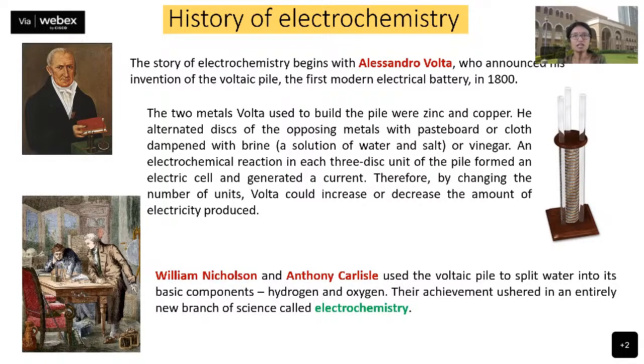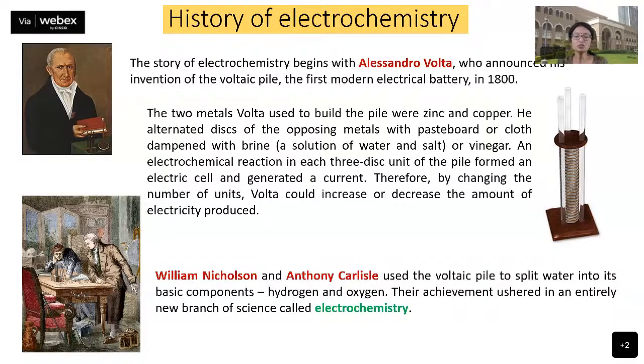Nothing in electrochemistry can start without discussing a little bit about Alessandro Volta, who announced his invention of the voltaic pile, which was the first modern electrical battery, in 1800. So a good solid 200 years ago, almost 220 years ago, the story of electrochemistry began when the voltaic pile was made by Alessandro Volta.